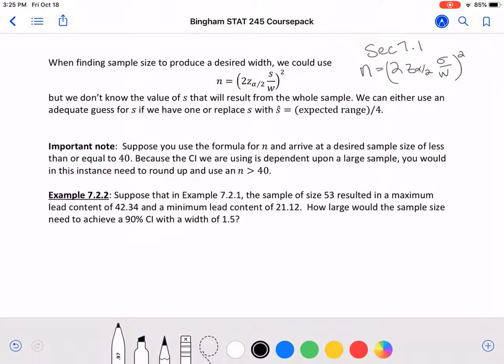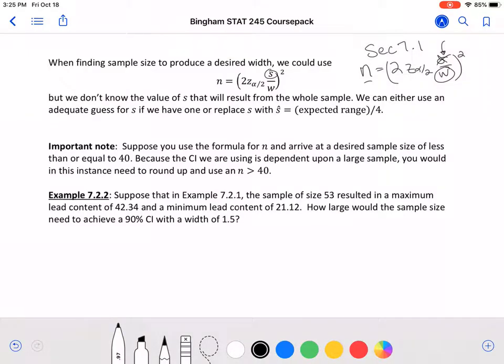In section 7.1, we derived a sample size formula for n that tells us how big a sample we should take if we have a desired width for our interval, and this formula depended on the fact that we knew the value of sigma. If we do not know sigma and we replace sigma with s, the sample standard deviation, we still have the same formula for n.